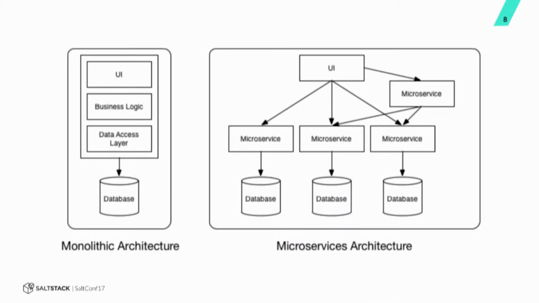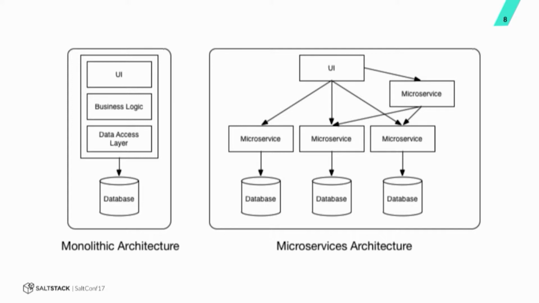This is another view of it. Monolithic architecture, basically you have your UI, your business logic in the middle, the data access layer, and the database, right? And then when you move into a microservices architecture, this is really basically splitting those components apart, as I said, and then having each one able to be called to do its task as it's needed.